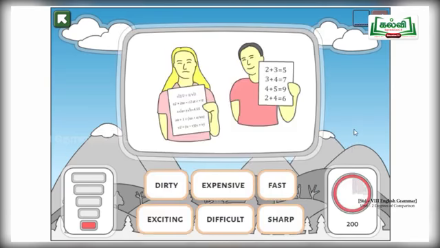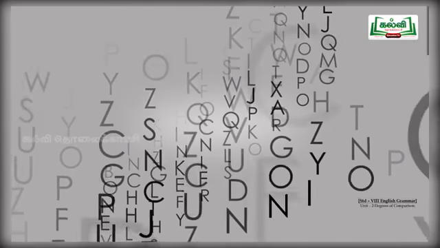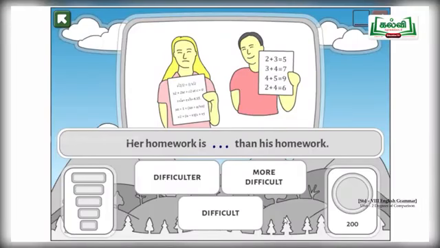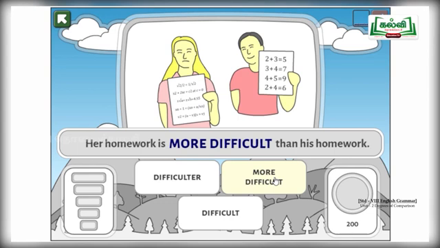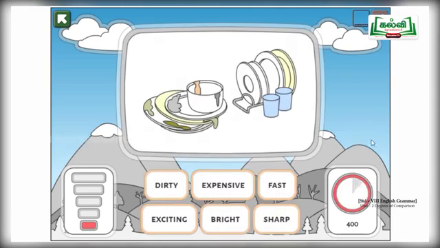Here the two persons are showing their score sheets. We have to select the suitable adjective first. Dirty, expensive, fast, exciting, difficult, sharp. See his face, he is having a smile on his face, but she is very sad. So let's go with difficult. Now the question is, her homework is dash than his homework. Whether it is difficulter, more difficult, or difficult alone. So here we are comparing two things. So we have to select more difficult. Her homework is more difficult than his homework. Shall we check by clicking this answer? Yes, see the points are increasing, so we are on the right path.